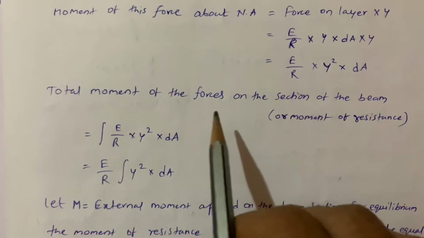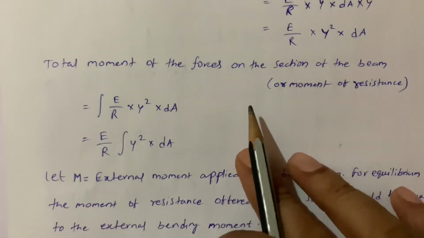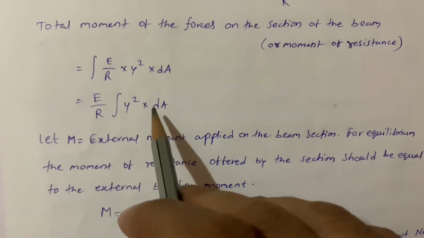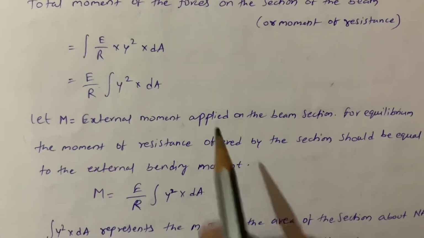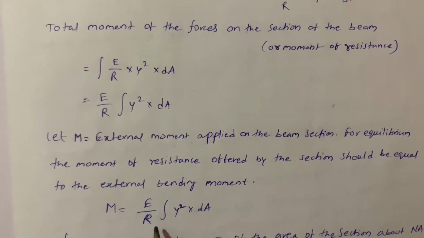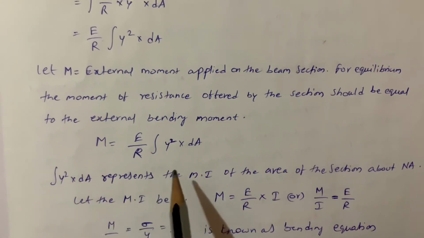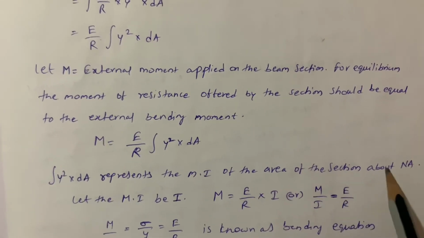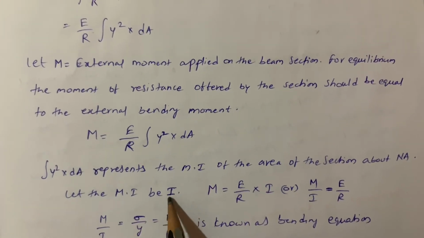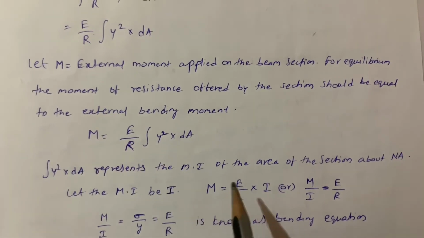After that, the total moment of forces on the section of the beam is the moment of resistance. We have to integrate this equation. E by R is constant, and we get the integral of Y square into dA, as I already told in the previous note. So M equals E by R into the integral of Y square dA. The integral of Y square dA represents the moment of inertia of the area of the section about the neutral axis. Let the moment of inertia be I. So M equals E by R into I.